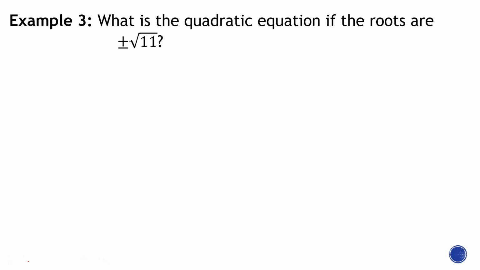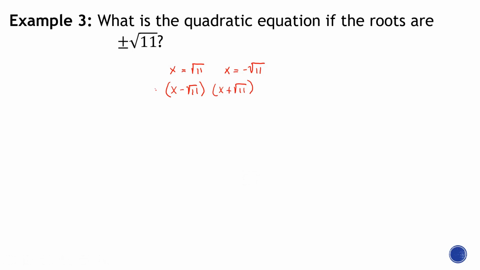So here we have a positive negative square root of 11, which means I will separate that into two. The first is x equals +square root of 11, and the next is x equals -square root of 11. So to convert this into binomials, we will have the opposite of that, which is, for negative square root of 11, x plus square root of 11.